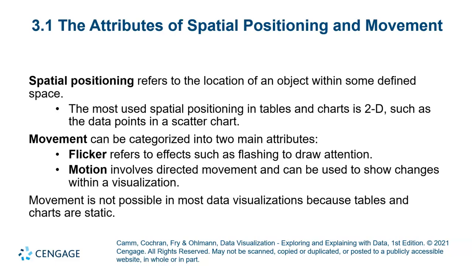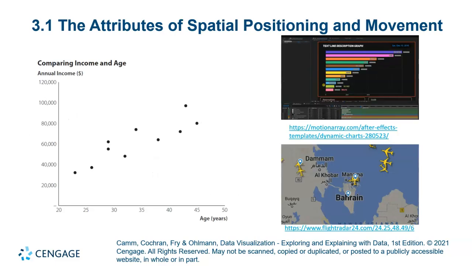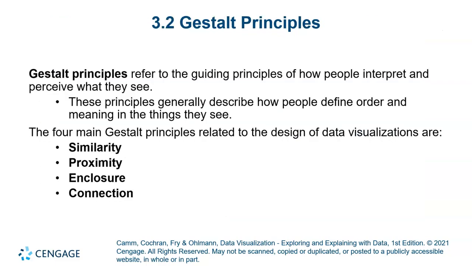Spatial positioning refers to the location of an object within some defined space. It is mostly used in tables and 2D charts, such as data points in a scatter plot. Movement can be categorized into two main attributes. Flicker refers to effects such as flashing to draw some attention, while motion involves directed movement and can be used to show changes within the visualization. Movement is not possible in most data visualization because tables and charts are sometimes static. So on the attribute of spatial positioning, maps and GPS are good examples.